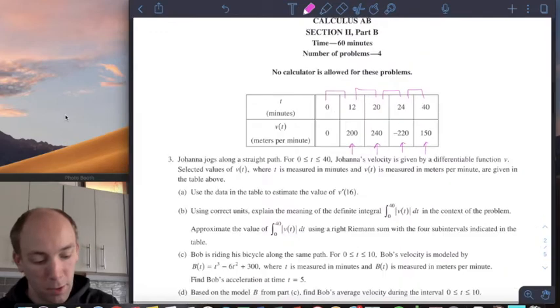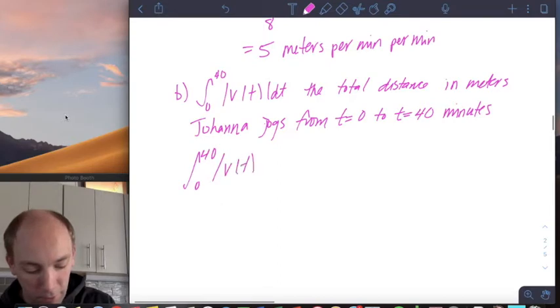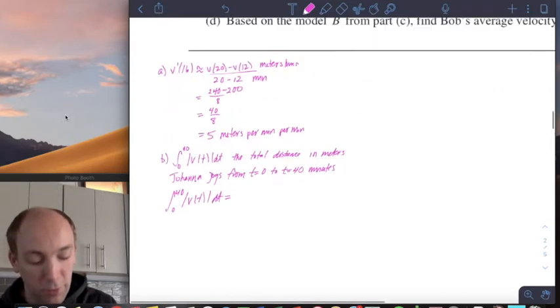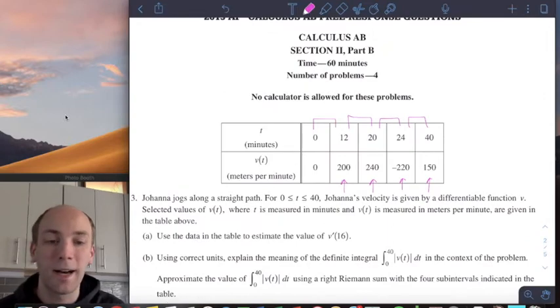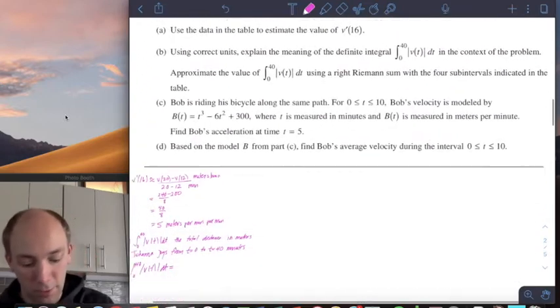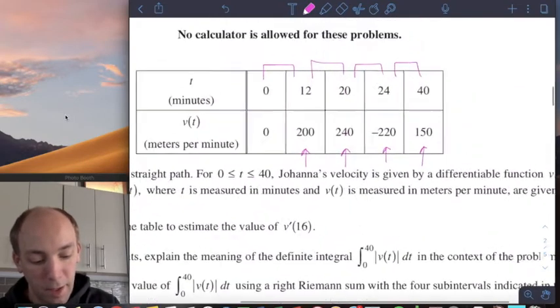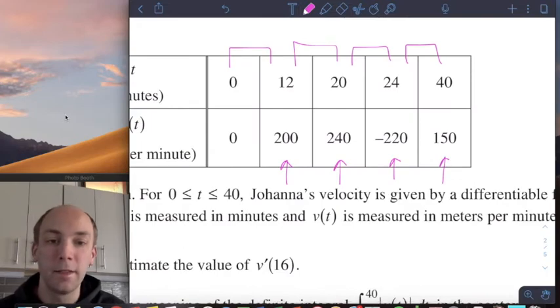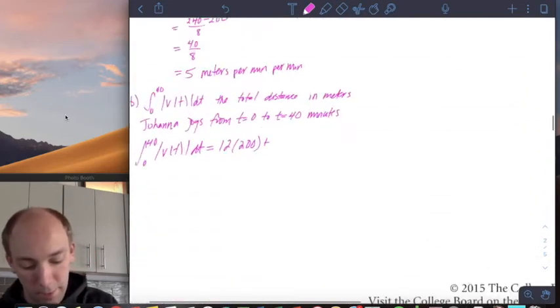Okay, so from 0 to 40, the integral of the absolute value of velocity dt equals, the first one has a width of 12 and a function height of 200, so I would take 12 times 200. Plus, the next one has a width of 8 and a function height of 240, so I would say 8 times 240.